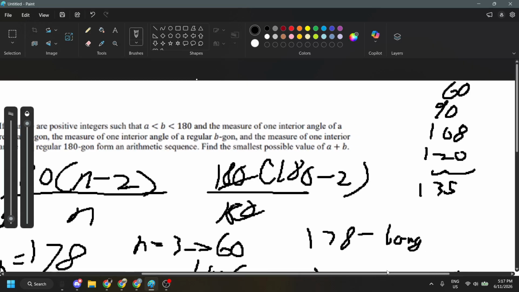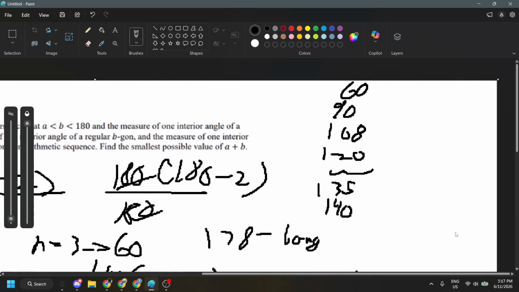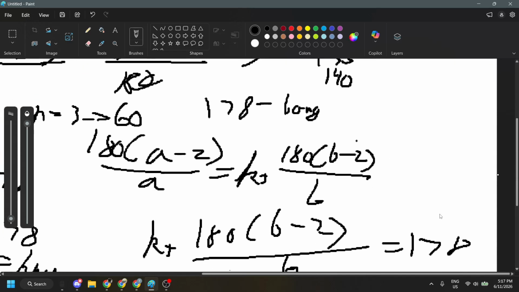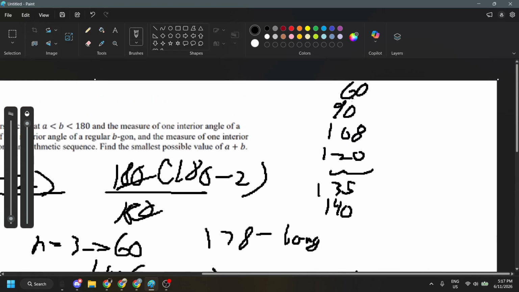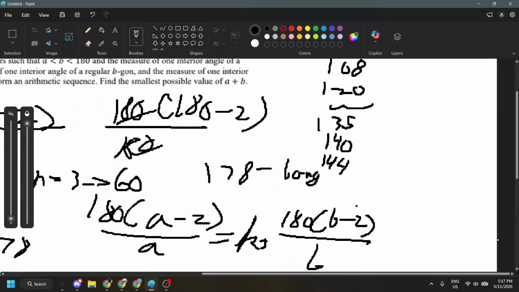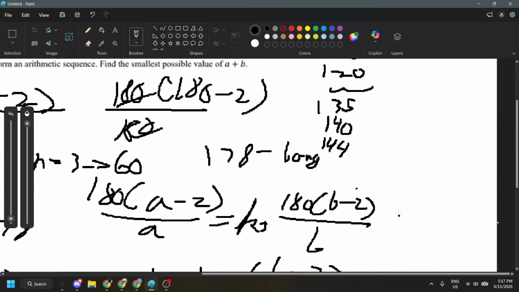Then 9 is going to be 20 times 7, which is 140. Okay, we could work with these. So we need to find if the average between one of these and the other is another angle. Oh, I can also do 10. 10 is 18 times 8, which is 80, 64, 144. The average of one of these and the other is another one of these.